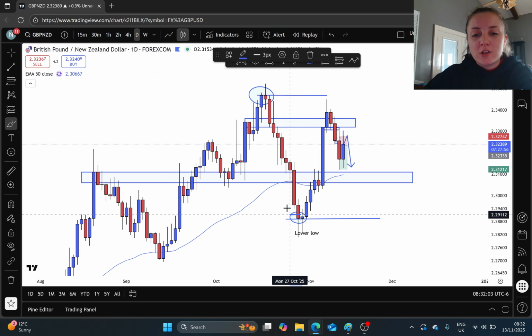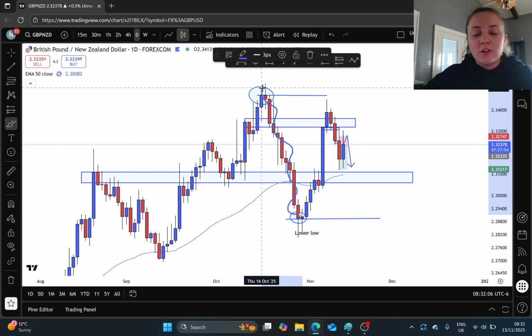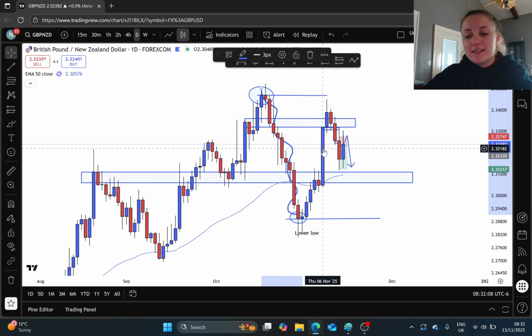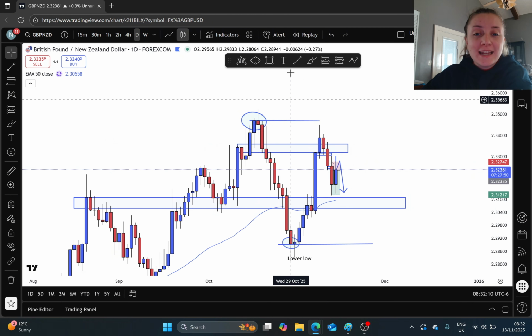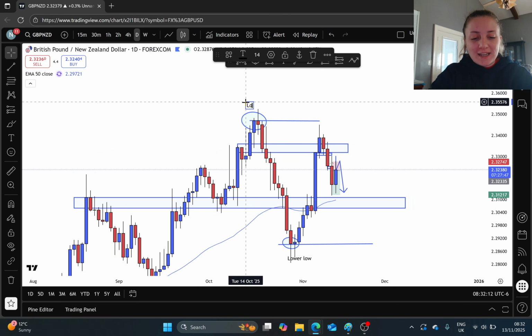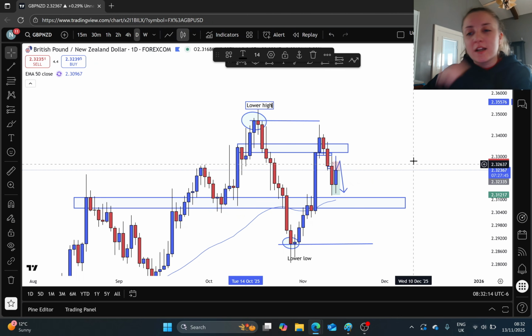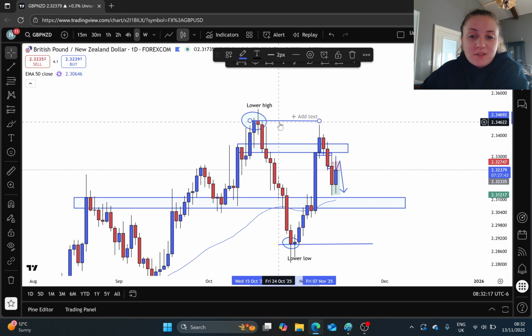Once again, grab our brush, keep walking, keep walking, keep walking. No longer have a path to walk on, so this area is our lower high. It just happens to be, again, in the same exact place where the weekly one was, but it doesn't mean anything.